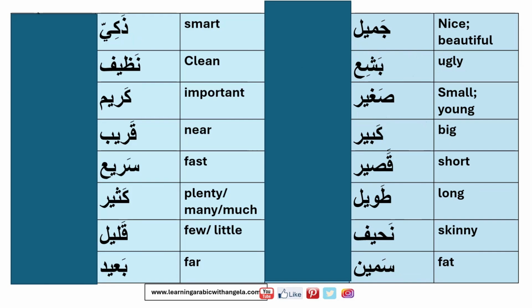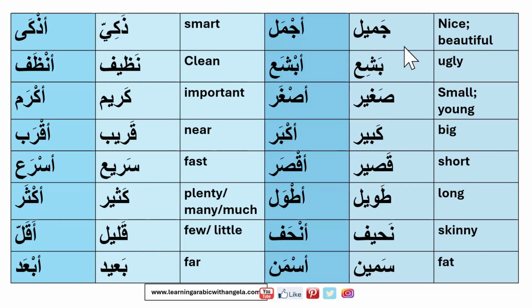If I say قوي, that becomes أقوى. قوي, strong, that becomes أقوى. So the ya, the geminated ya over here, turns into al-alif al-maqsura. قوي, أقوى. ذكي, I'll leave that to you. نظيف, كريم, قريب, سريع, كثير, قليل, وبعيد. Pause and try to do them on your own. If you're ready to hear the answers, let's carry on.